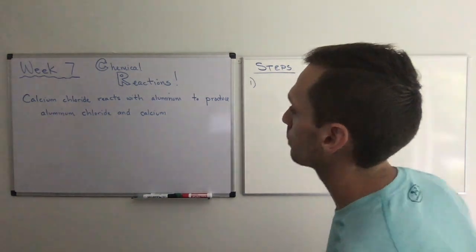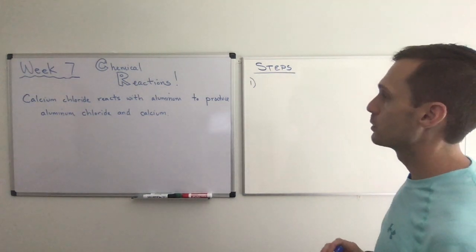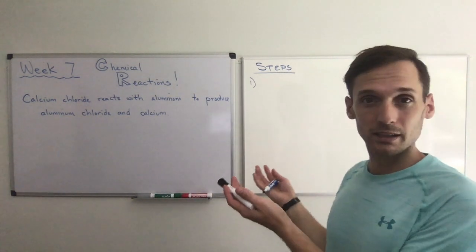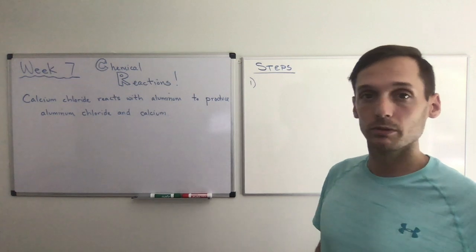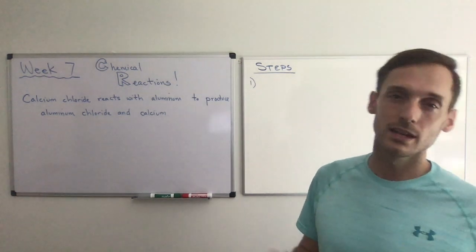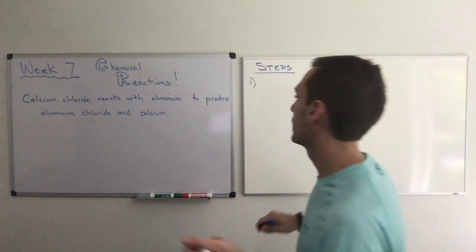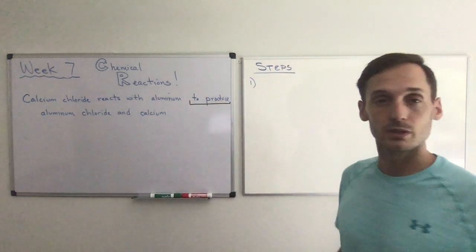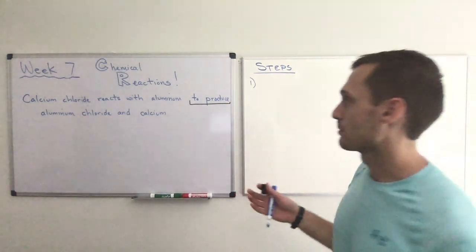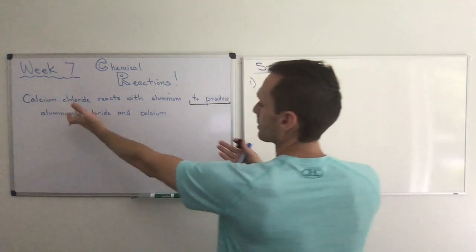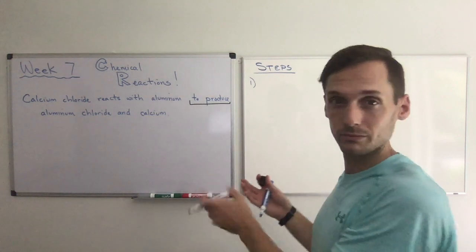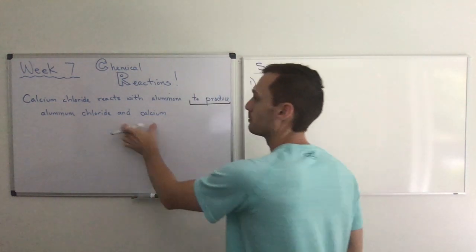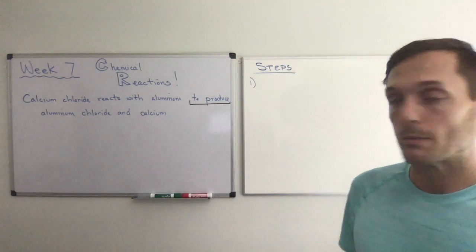We have calcium chloride reacts with aluminum to produce aluminum chloride and calcium, right? So just by reading this sentence, you should be able to distinguish what is a reactant versus what is a product, right? And it's this phrase right here, to produce, that kind of separates the reactants and products, right? We have calcium chloride reacting with aluminum. Those are our reactants. And then those two things react to produce aluminum chloride and calcium. So those are our products.